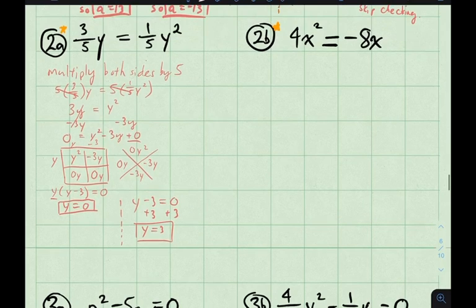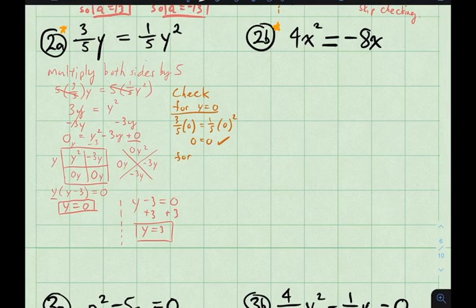For this one, I think it's worth checking. For our first answer, y equals 0. Does 3/5 times 0 equal 1/5 times 0 squared? 0 equals 0. Anything times 0 is 0.